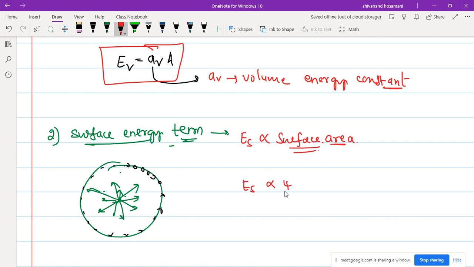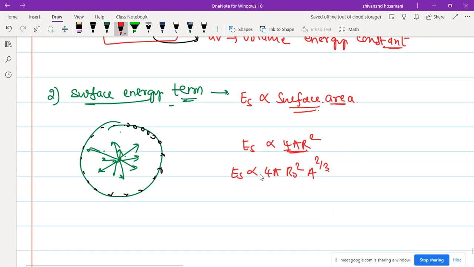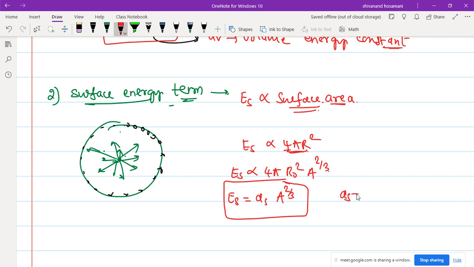Then if I rewrite that, ES is directly proportional to 4 pi r naught square into A to the power of 2 by 3. By replacing it with a proportionality constant, ES is equal to AS into A to the power of 2 by 3. So this also depends on its atomic mass number. Here AS is defined as the surface energy constant. So this is the second energy which is going to contribute to the binding energy.